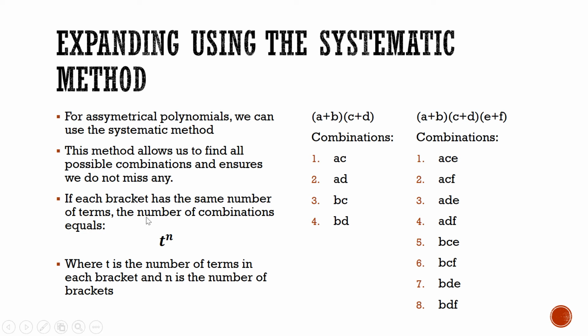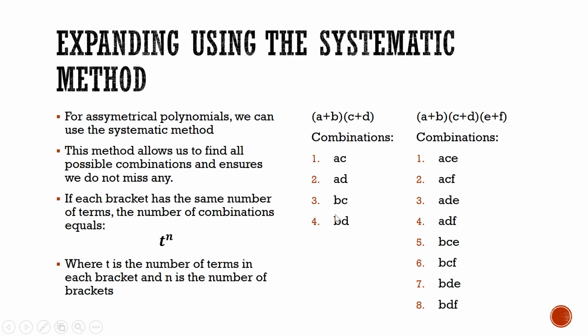So the number of combinations is the number of terms in each bracket to the power of the number of brackets. Here we have 2 terms in each bracket to the power of the 2 brackets, so 2 to the power of 2 is 4. So we have 4 different combinations.